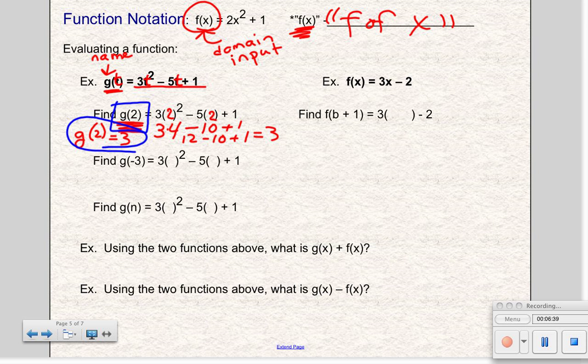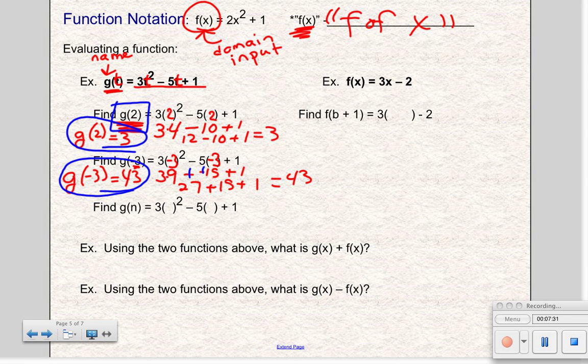The next one is saying use the g function again, but this time plug in negative 3. So everywhere that there was a t, I'm going to put in a negative 3. And then I just go back and do the math. Negative 3 squared is 9. Negative times negative is positive. 5 times negative 3 is negative 15 plus 1. So I've got 27 plus 15, right, I've got my subtracting a negative here. Plus 1. 27 plus 15 is 42 plus 1 is 43. So my function g, when I put in negative 3, is equal to 43. And that would be my final answer.